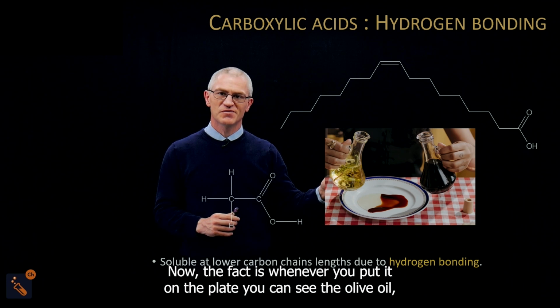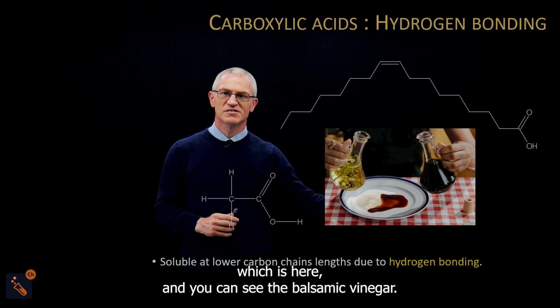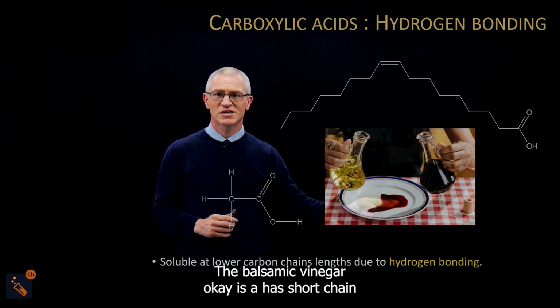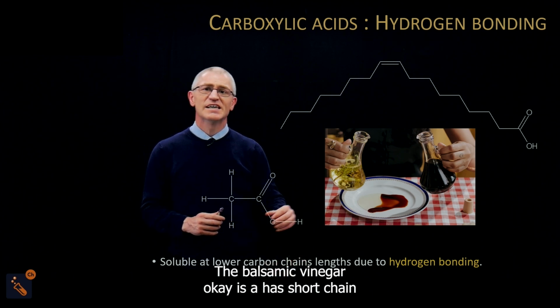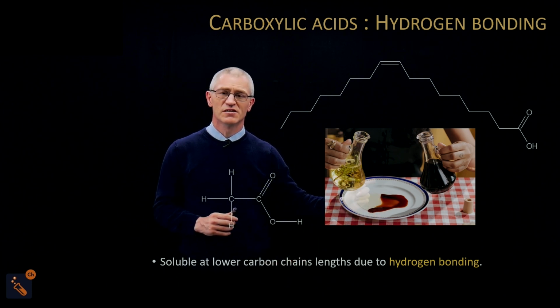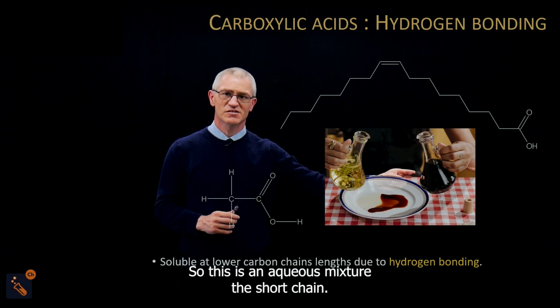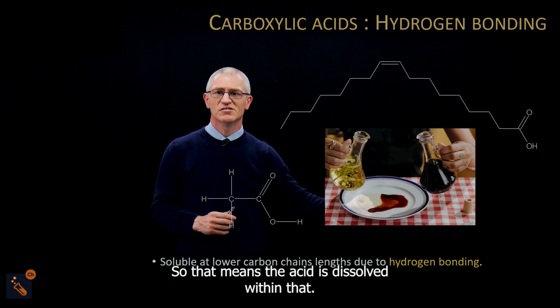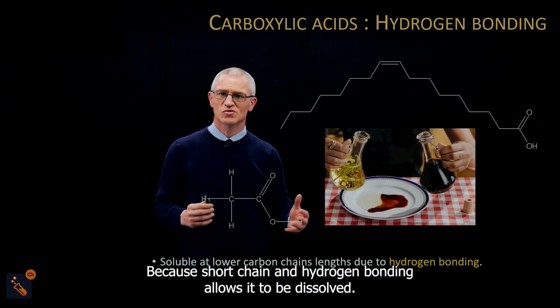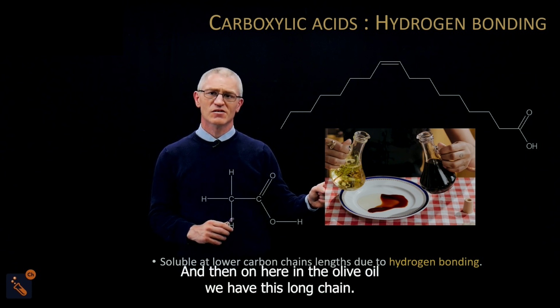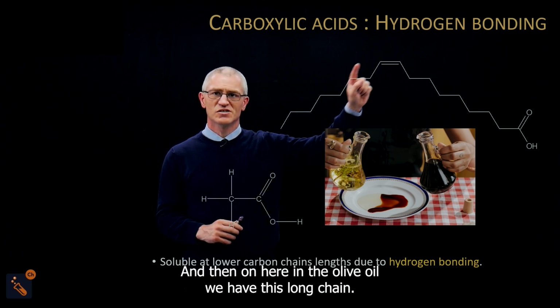Now the fact is, whenever you put it on the plate, you can see the olive oil, which is here, and you can see the balsamic vinegar, and they don't mix. Well, the balsamic vinegar has short chain carboxylic acid in, and it's an aqueous mixture. So that means the acid is dissolved within there, because it's a short chain, and hydrogen bonding allows it to be dissolved. And then in the olive oil, we have this long chain.